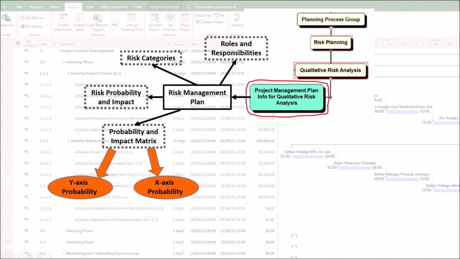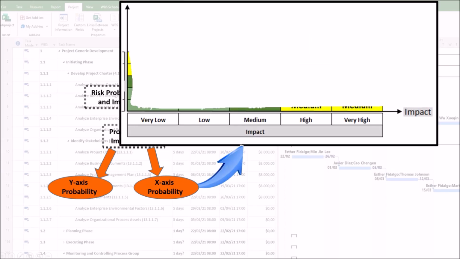X-axis or columns. This axis represents impact or severity. It measures the negative consequence if the risk event occurs. Impact can be measured against various objectives like cost, schedule, safety, or reputation. Like probability, impact uses a defined scale.